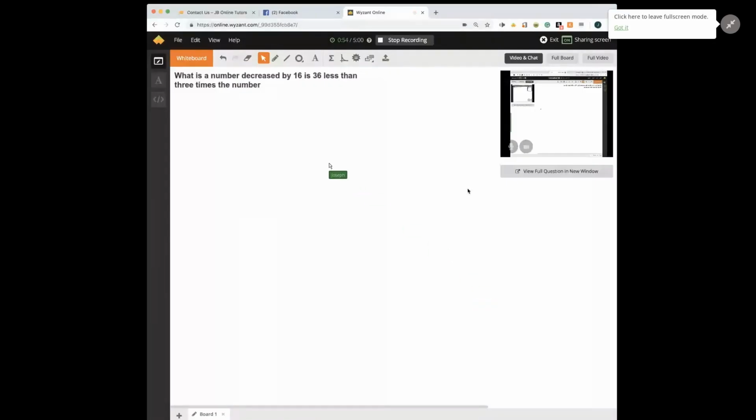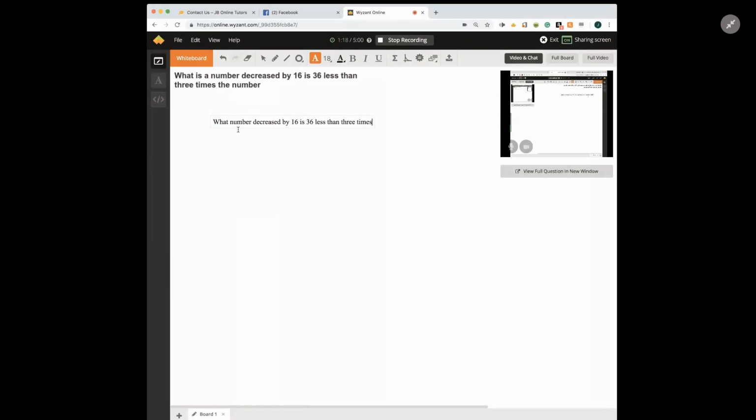So this is my view of the screen, and the first thing I want to do is write the statement out all in a line. What number, which is decreased by 16, is 36 less than 3 times the number? Okay, so as I said, we're going to need to translate this, and it starts with examining specific words.